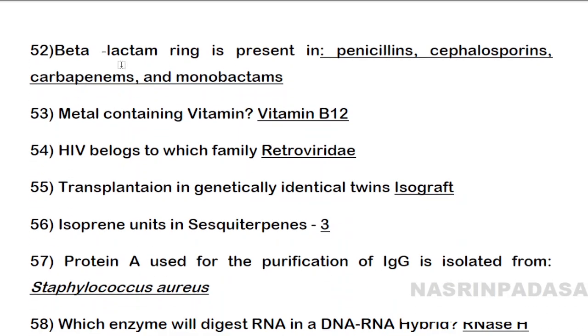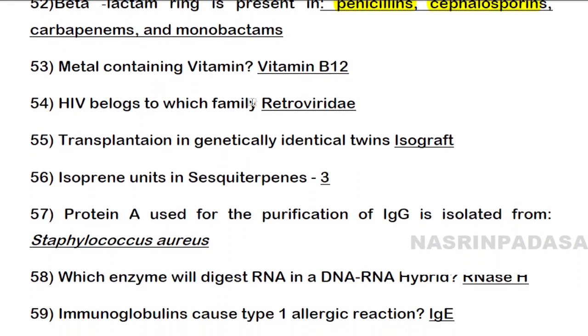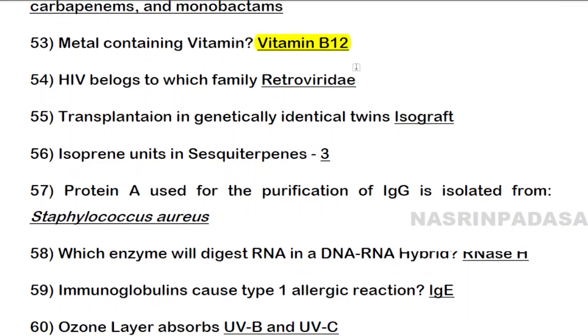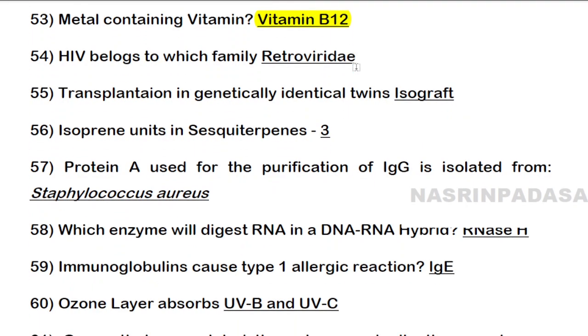52nd question: the beta-lactam ring is present in penicillin and it is also present in cephalosporin and other antibiotics. 53rd question: the metal-containing vitamin is vitamin B12, which is also called cyanocobalamin, and the metal atom present in vitamin B12 is cobalt. Okay. 54th question: the HIV virus belongs to a family called retroviruses. So tell me which family the rabies virus belongs to and what about the coronavirus. For these two, you need to answer me.